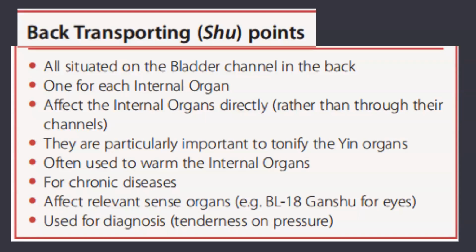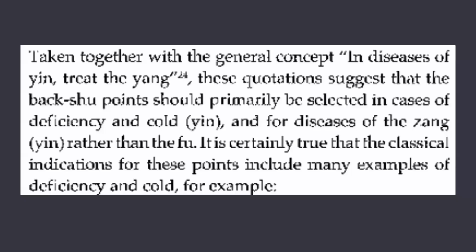For the summary, we have the back transporting points. They are all situated in the bladder channel in the back, one for each internal organ. They also affect the internal organs directly rather than through their channels. They are particularly important to tonify the yin organs, often used to warm the internal organs, and this is for chronic diseases. They affect the relevant sense organ, like bladder 18 for the eyes. They are also used for diagnosis. We check for tenderness on pressure.